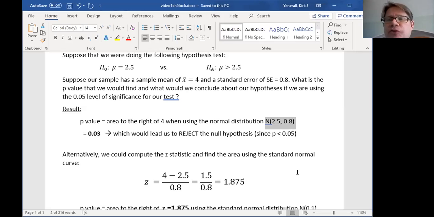So I hope this has been instructive in the areas of finding standardized z-scores and how we can use them as an alternative way to help compute p-values for hypothesis tests.